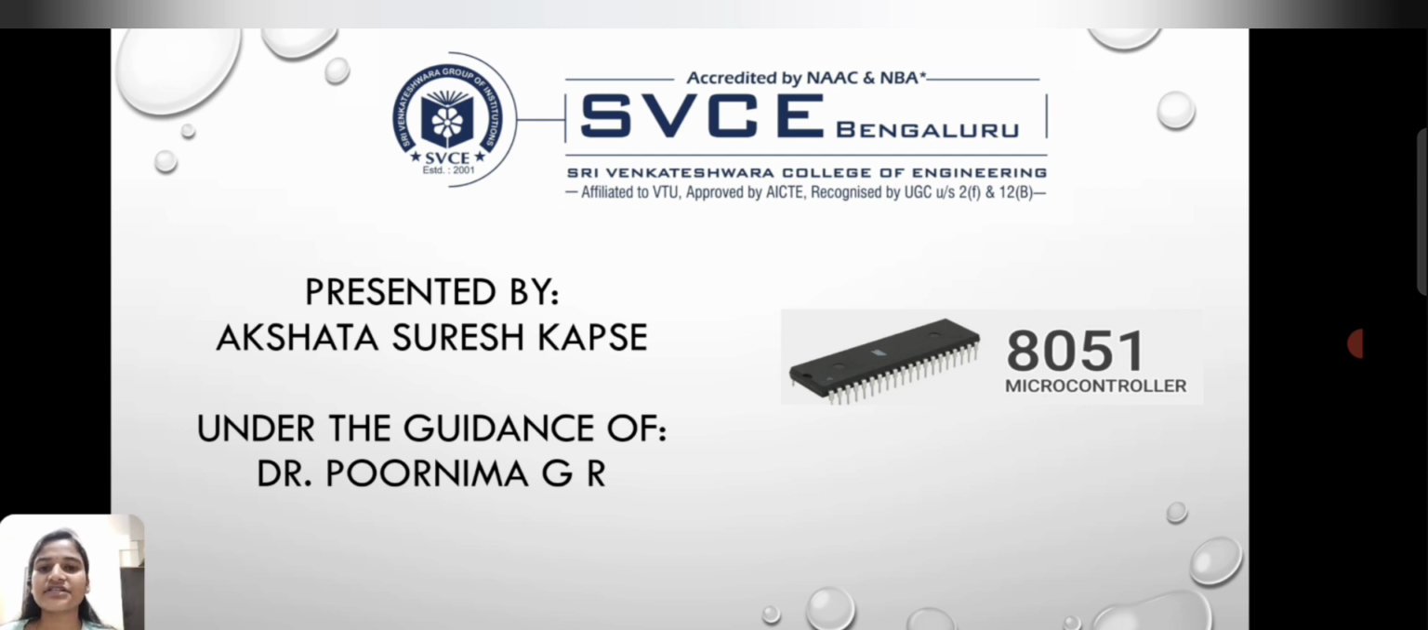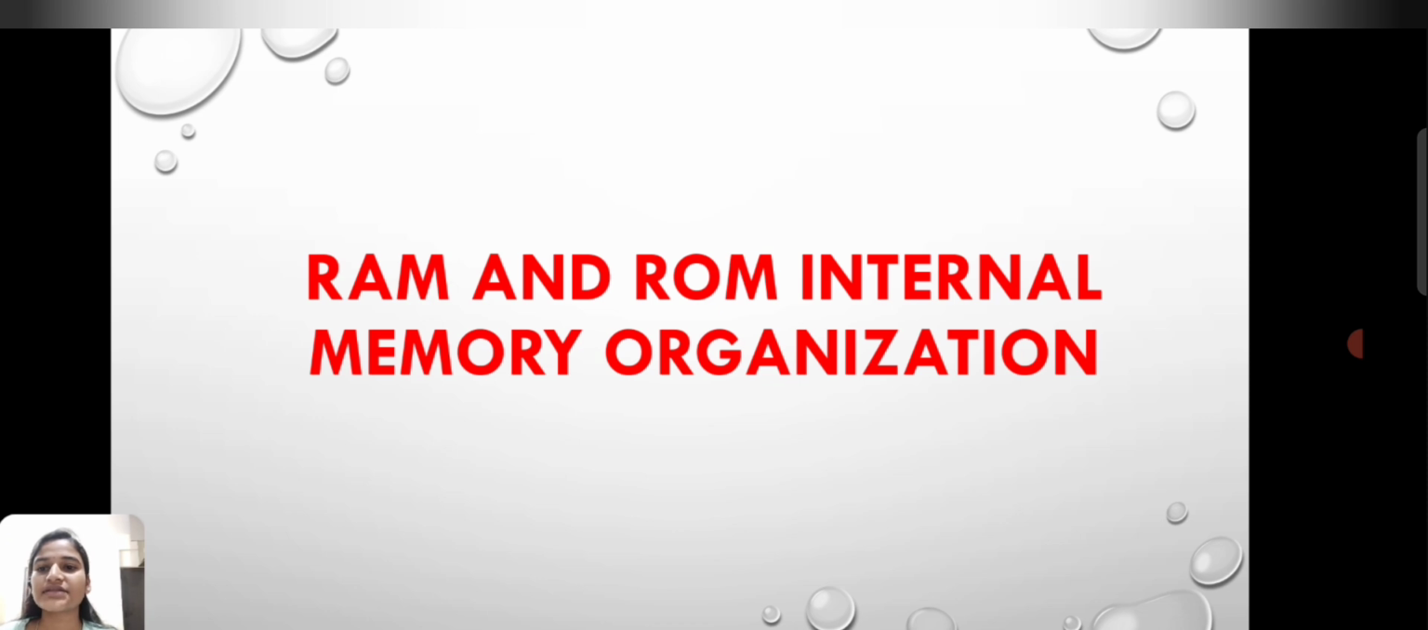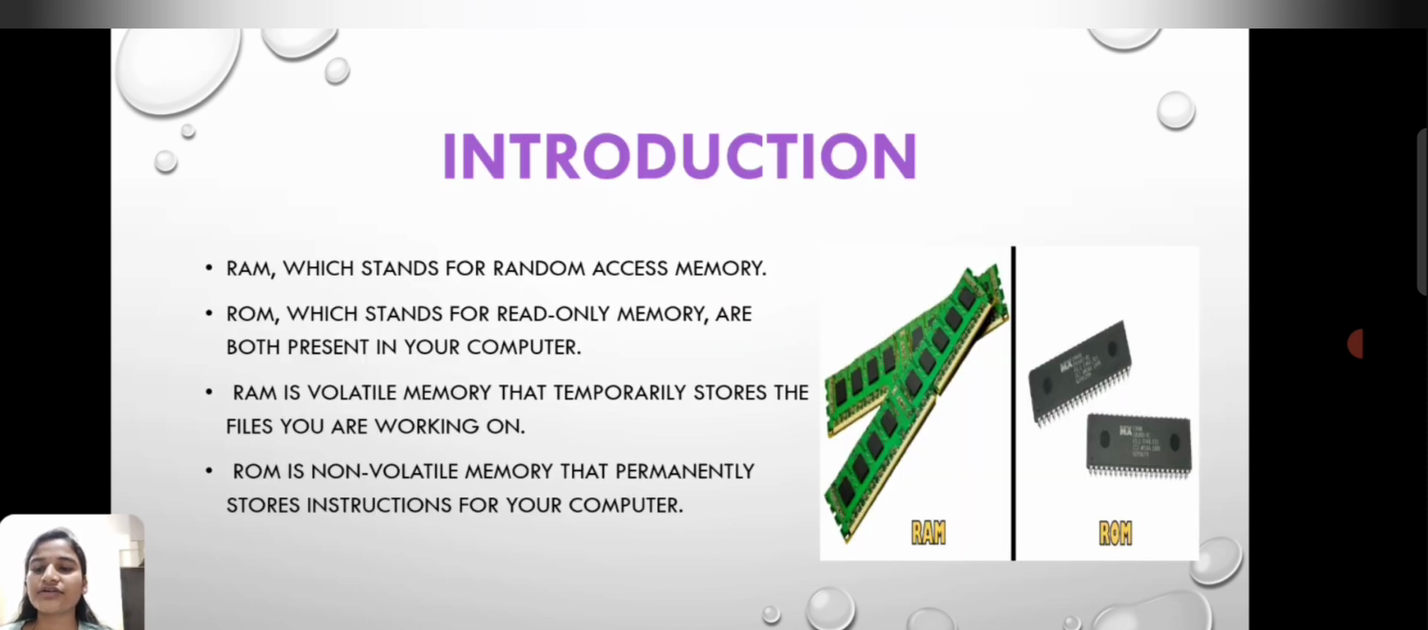Today I am here with the subject 8051 microcontroller. Our topic is RAM and ROM internal memory organization. Let us go with the introduction. RAM is random access memory and ROM is read-only memory, and both are present in our computer system. RAM is volatile in nature and ROM is non-volatile in nature. RAM helps us to store data temporarily and ROM helps us to store data permanently.